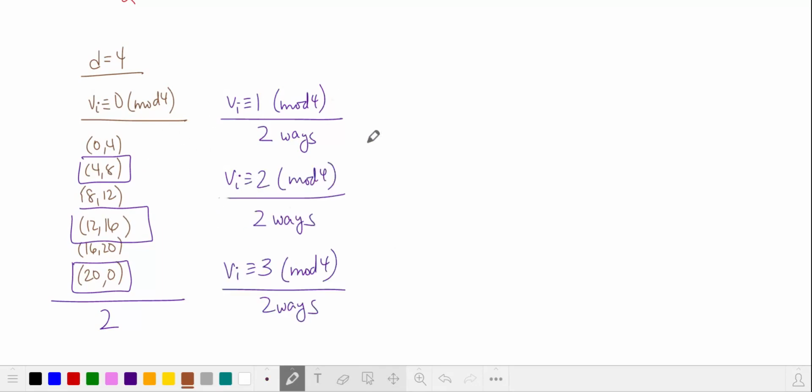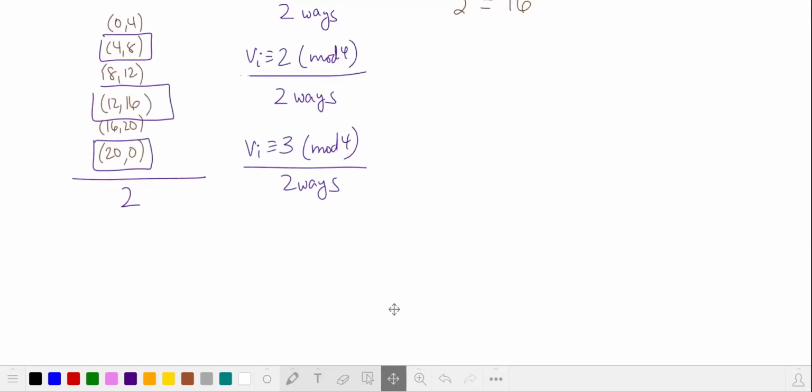And again, in each of these 4 categories of segments, no segment in one category is going to share a vertex with a segment in another category, so all of these are independent. This gives us 16 ways of choosing segments where d is equal to 4. Now we'll try d equals 5.